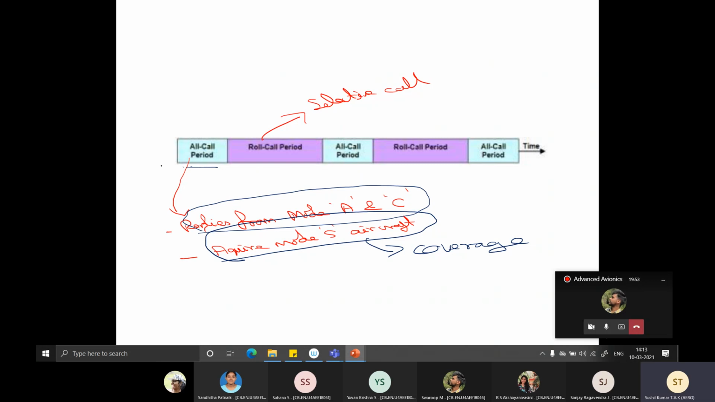So you have all call followed by roll call and then all call, and the sequence goes on. So that's how you keep track of what's happening.